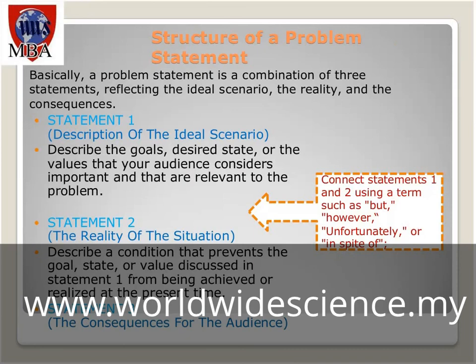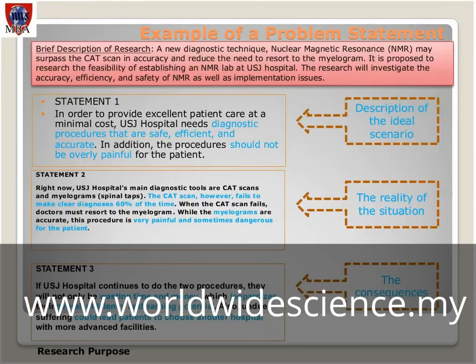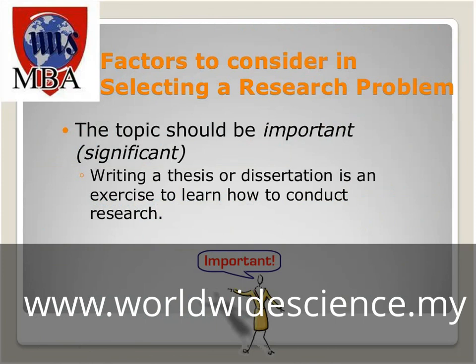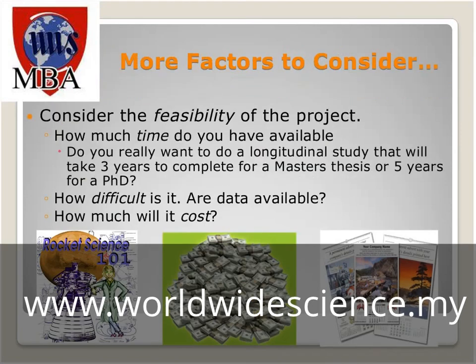This is the structure of a problem statement and an example. You can review it. Again, here are the factors to consider in selecting a research problem. The topic should be important. Writing a thesis or dissertation is an exercise to learn how to conduct research. So when you write a dissertation or thesis, it can help you to write research. In some areas they are the same, and in some areas they are different.